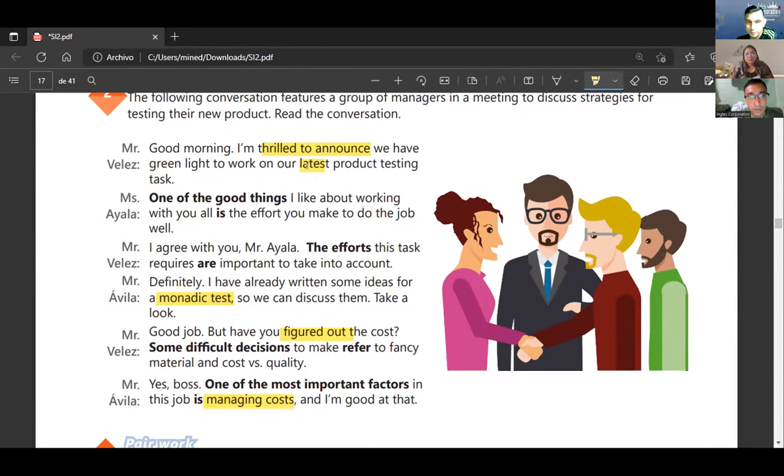Thrill to announce. Last, yes. Like this one. One of the latest. Latest. Okay. And this? Monadic test. Figure out. And this? Managing cost. Okay, thank you. Okay, teacher, thank you. All right.